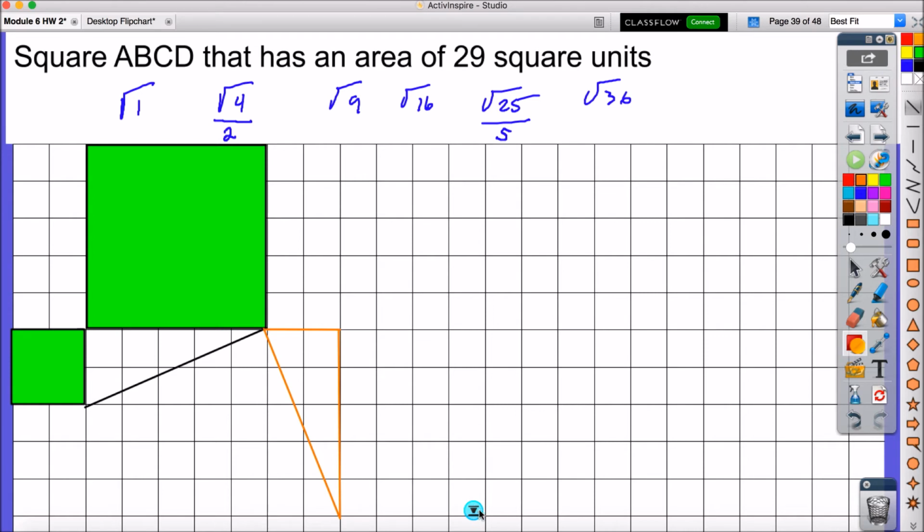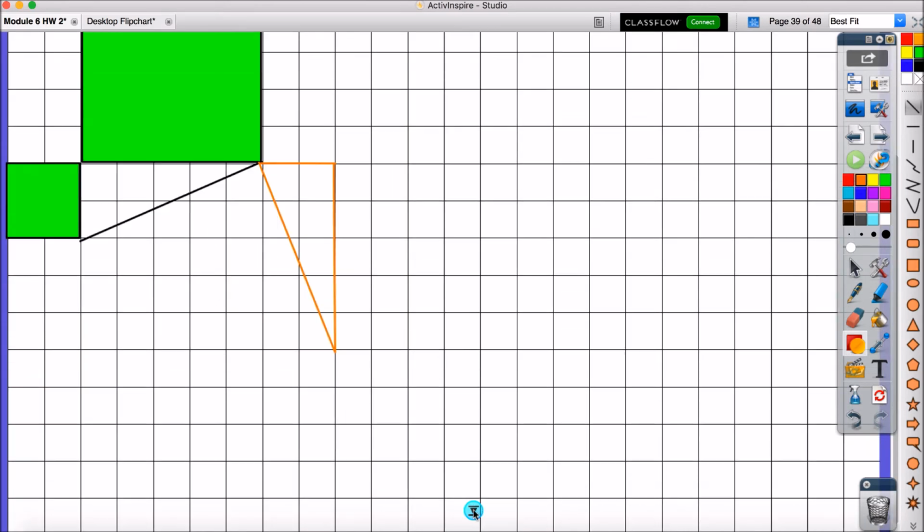And then since I went down 5, now I'm going to go down 2. 1, 2, and then over 1, 2, 3, 4, 5. And I'm going to connect these two now. And my last step is I'm going to go over 2, 1, 2, and then I'm going to go down 5 to here. And finally, I'm going to connect these two.